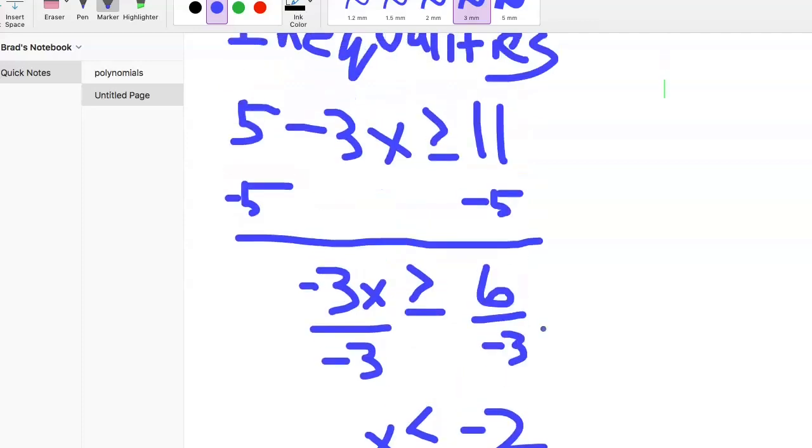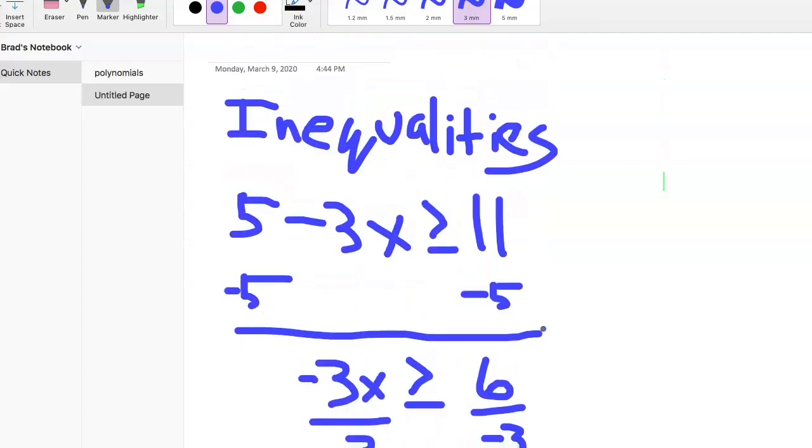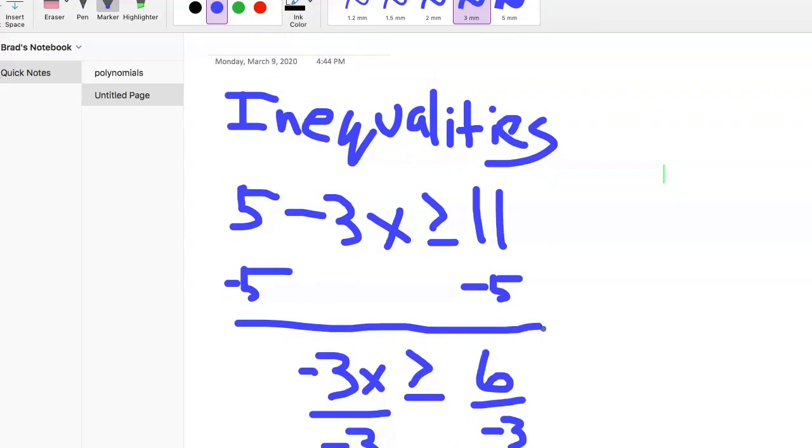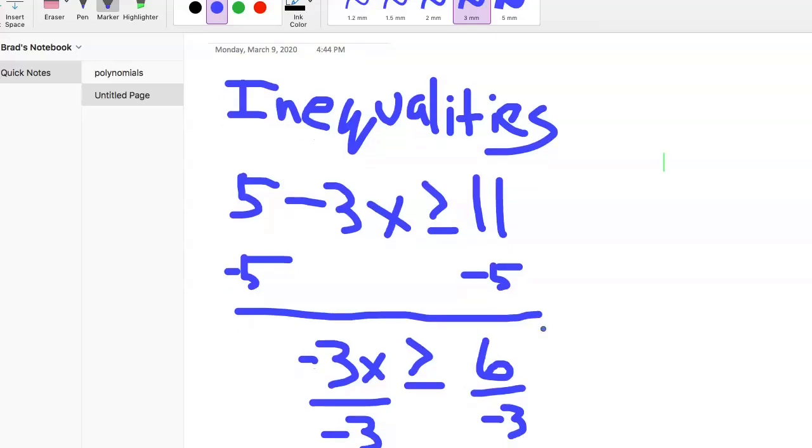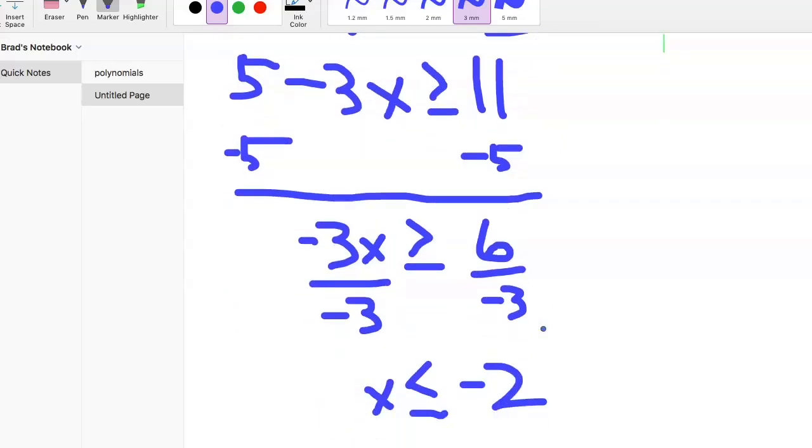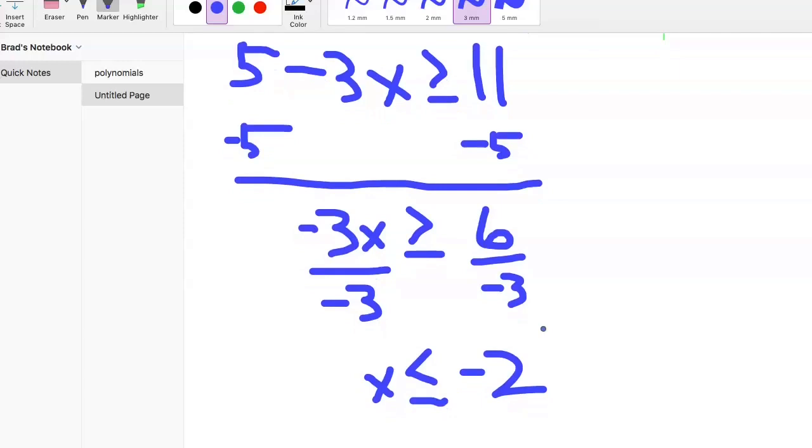Okay, so that's pretty much our steps. The first thing we do, we make sure we get that variable by itself. In this case, it was -3x, so we subtracted 5 from both sides. Then we divided by -3 so that there would just be the x without a number next to it. When we divided by -3, we had to flip the sign, and then just some basic math, and we got our answer and we're done.